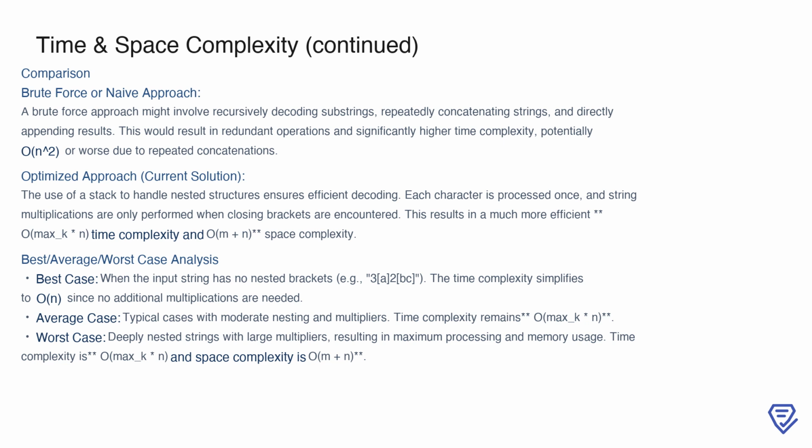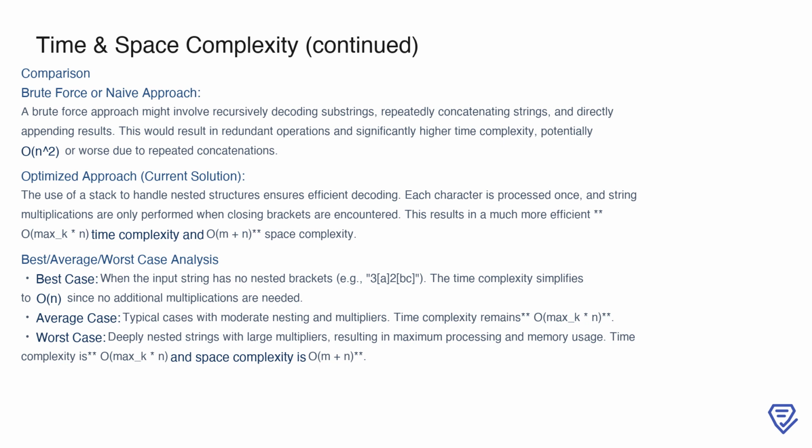When comparing this optimized solution with a brute force approach, the differences are significant. A naive method might involve recursively decoding substrings and directly concatenating strings, which leads to redundant operations. This inefficiency could result in a time complexity of O(n squared), or worse due to repeated string concatenations. By contrast, the optimized approach leverages a stack to handle nested structures efficiently.